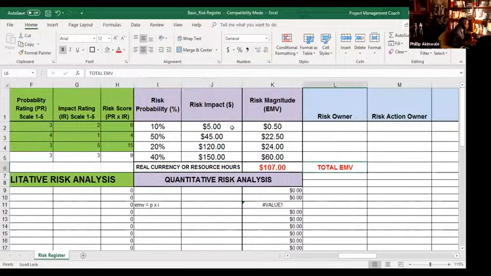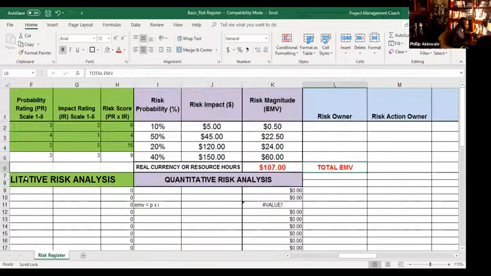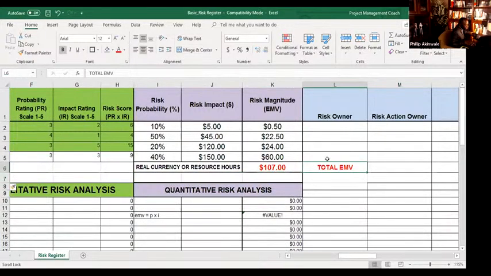But the argument is half a loaf is better than none. It's better to do some quantitative risk analysis on some projects, some people say. All right? So that is the difference between quantitative and qualitative. The big difference is what you're doing and how you're getting the numbers that you're putting forward.